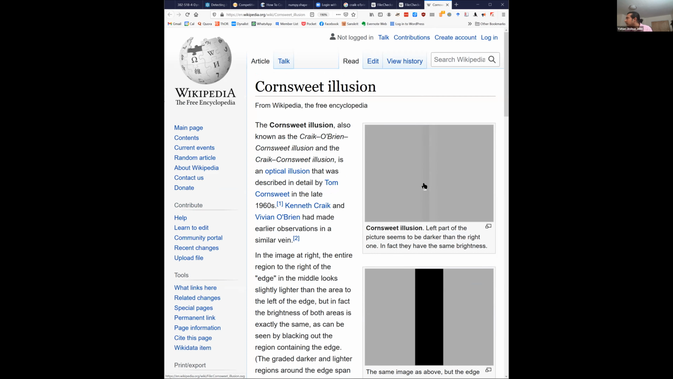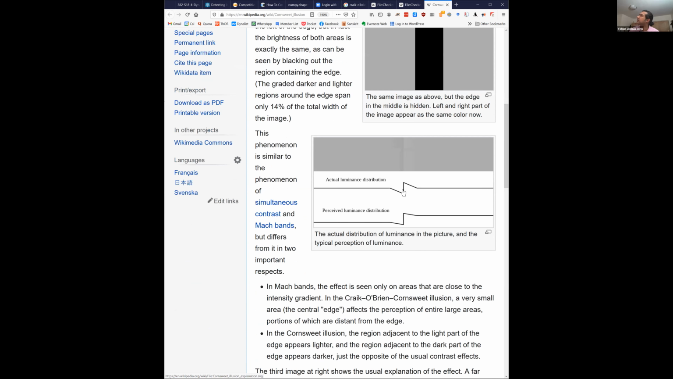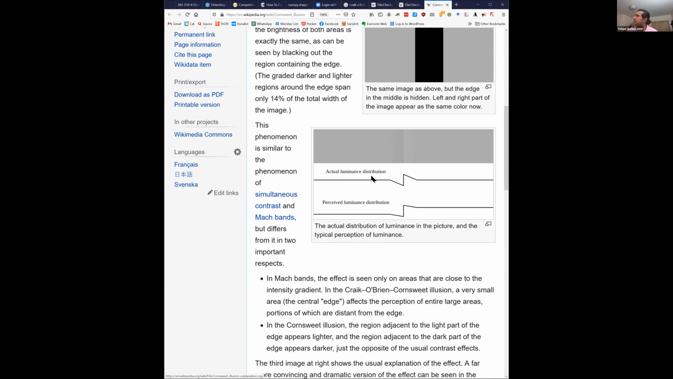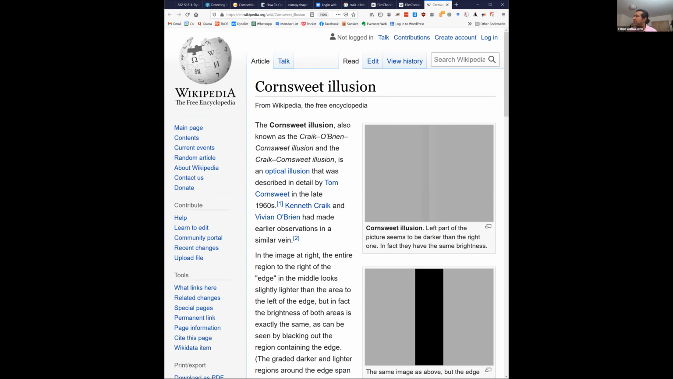If it works right, you'll see that it looks as if one side is darker than the other, but the actual gray level of the pixels shows a scallop right in the middle. If you scroll down, they'll show that. So the intuition here is that some kind of local contrast is influencing how the overall pattern is being seen. There are a few examples like this.